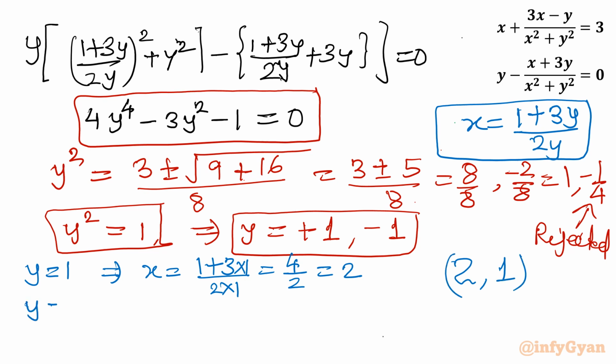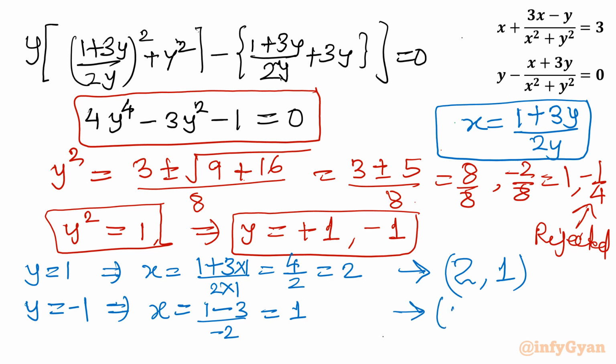Now come to when y is negative 1. I will get my x as 1 plus 3y over 2y. So I will write 1 minus 3 over 2y. So minus 2 over minus 2. So 1. So from here our coordinate will be 1, negative 1. See, this is our second method using elimination and replacement equation solving.